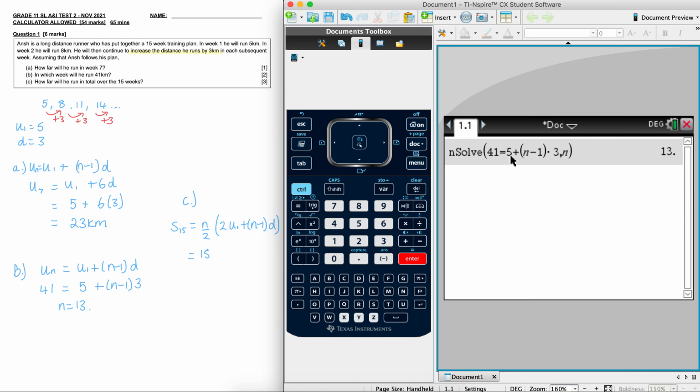So I know it's the 15 terms that I'm trying to find the sum of. n over 2 times 2 times the first term, and we said that the first term was 5, plus n minus 1, so 14, times the difference, which we know is 3. And if I type all of that into my calculator, I get 540 kilometers. And don't forget to remember the kilometers for the units. Okay, it's asking how far do they run.